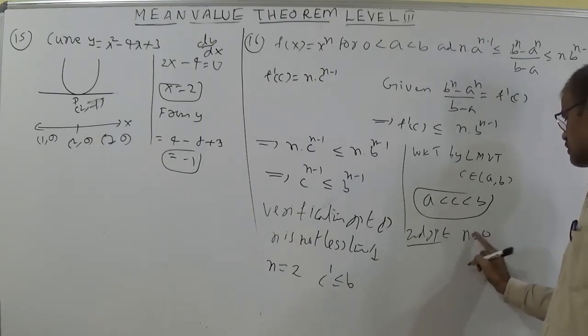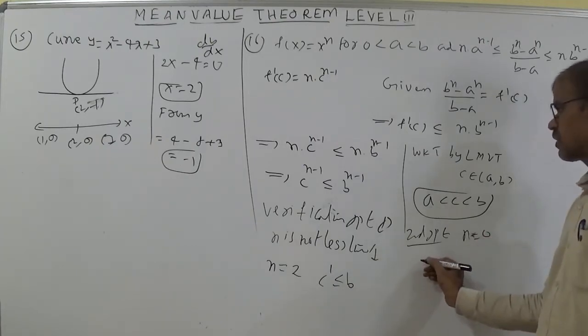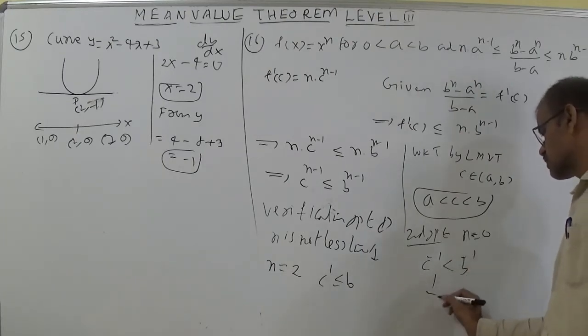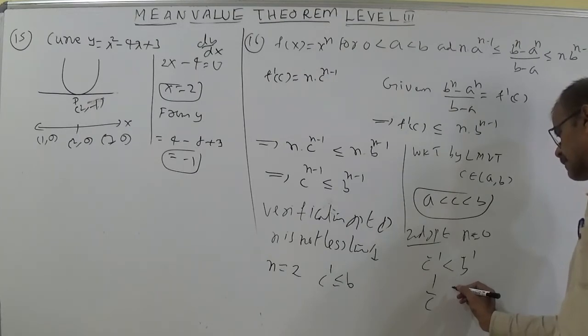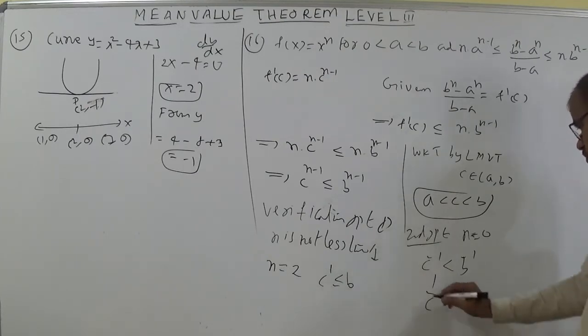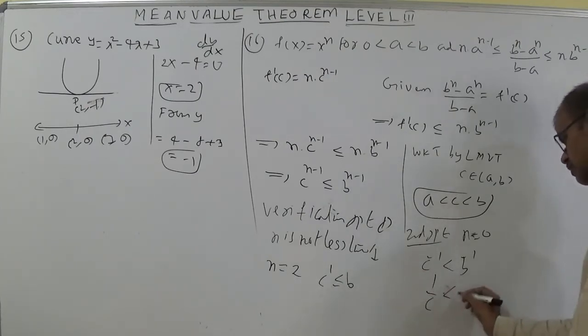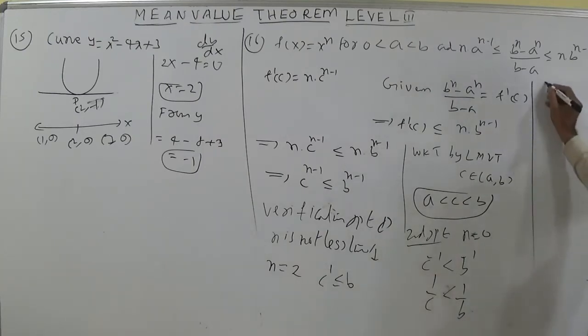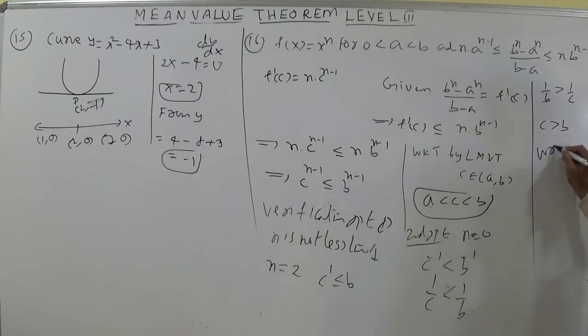If n is equal to 0, C power minus 1 less than B power minus 1. Then 1 by C greater than... it becomes 1 by C less than 1 by B. When 1 by C is less than 1 by B, then we can say that 1 by B is greater than 1 by C. So C greater than B. Wrong. It is wrong. C should be less than 1. So the second option is wrong.